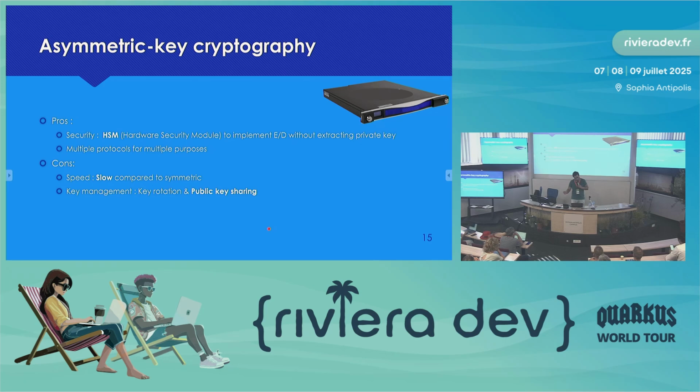There are multiple protocols with asymmetric key also, depending on what you want to do. The disadvantage is that it is slow compared to symmetric. You again have a public key sharing problem, so you again have a rotation and something to send. But you have an advantage this time: this public key, it is public. You can send it by mail, by whatever means you want. It is less complex than sharing a private key, but again, it is sharing something.